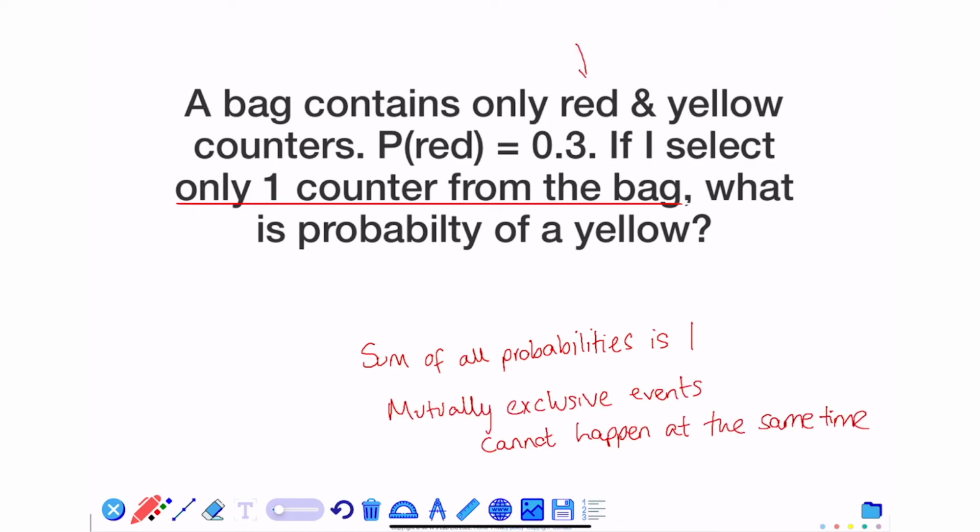So if I know that the probability of getting a red is 0.3, that means that the probability of getting a yellow must be 1 take away 0.3, which leaves me 0.7. The probability of getting a yellow is therefore 0.7.